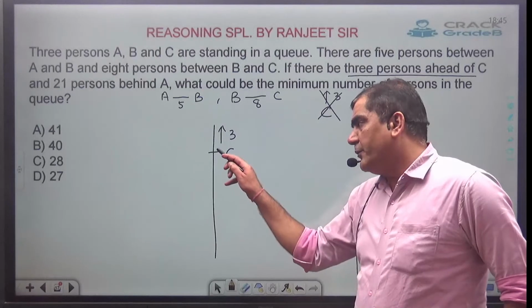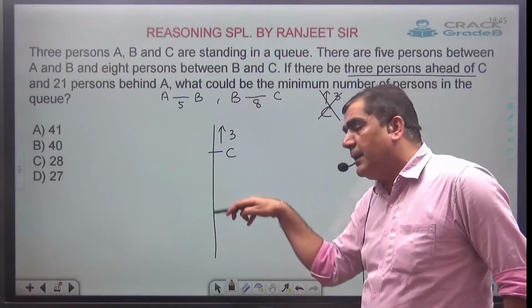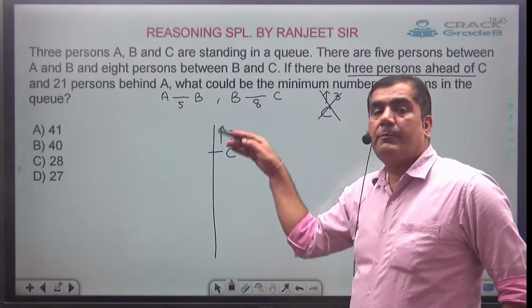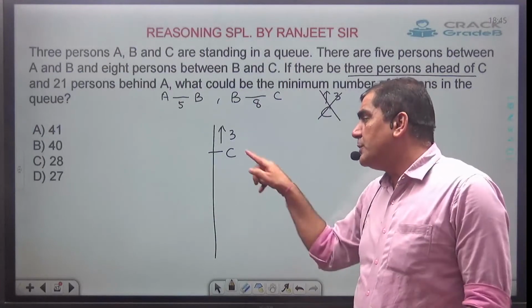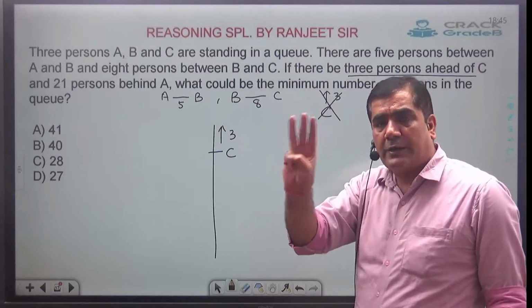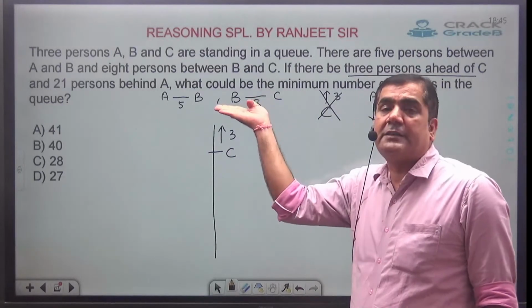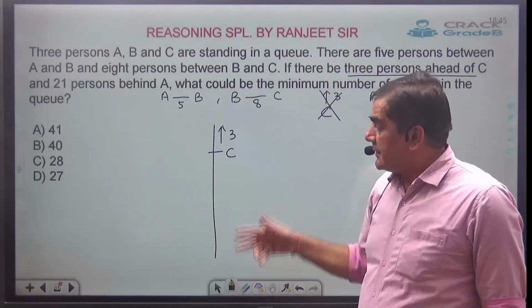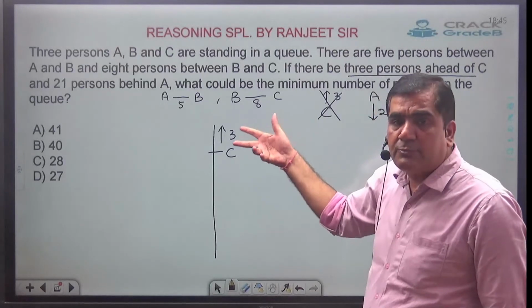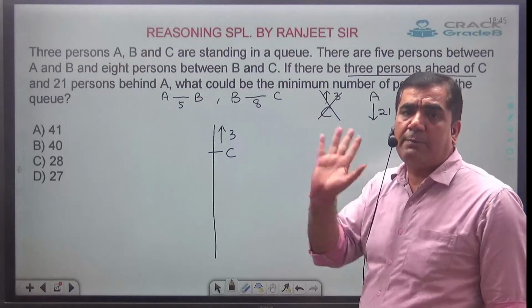Now, since C is over here, B can be above or B can be below. But since to the top of C there are only 3 students, and here they are saying B and C must have 8 in between, 8 can't be adjusted above. They have given that to the top of C there must be only 3 students, can't be more than 3.